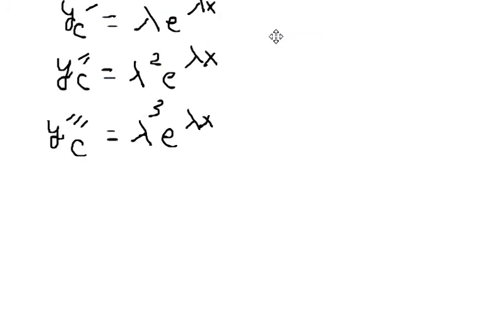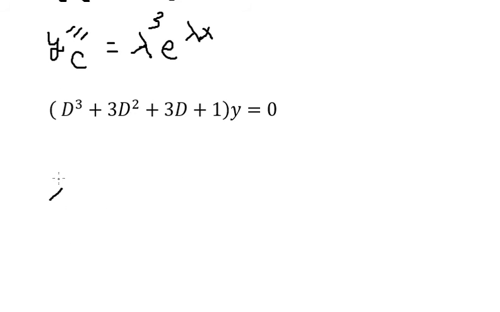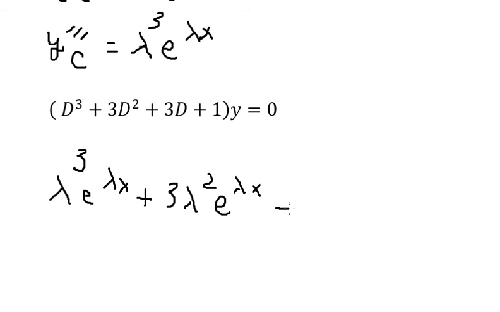So we have this one. I will substitute this into the original function, first derivative, second derivative, and third derivative. So we have lambda to the power of 3 e to the power of lambda s plus 3 lambda square e to the power of lambda s plus 3 lambda e to the power of lambda s plus e to the power of lambda s equals 0.